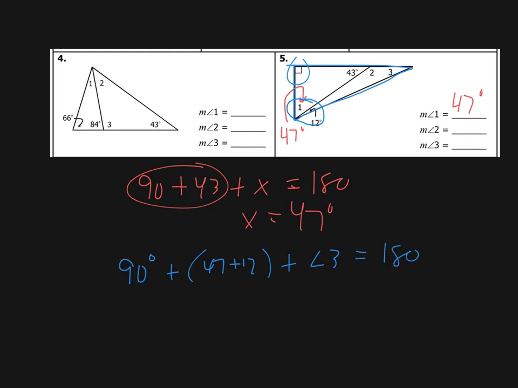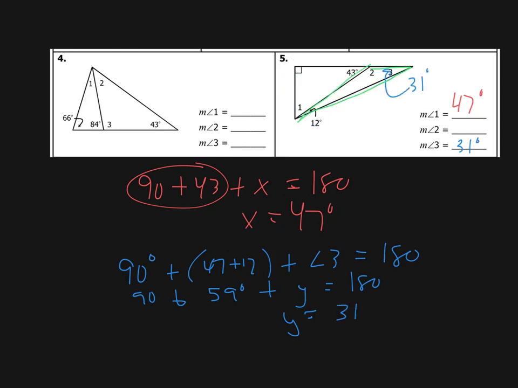degrees. So when I add that all up, I get the 47 and the 12. Keep in mind that that's going to be 59, and that's going to be the 90, plus, I don't know, I'll call this y for now, is 180, and when I add the 90 and the 59 together and subtract from 180, I'm going to get the measure of angle 3, and that's going to be 31 degrees.